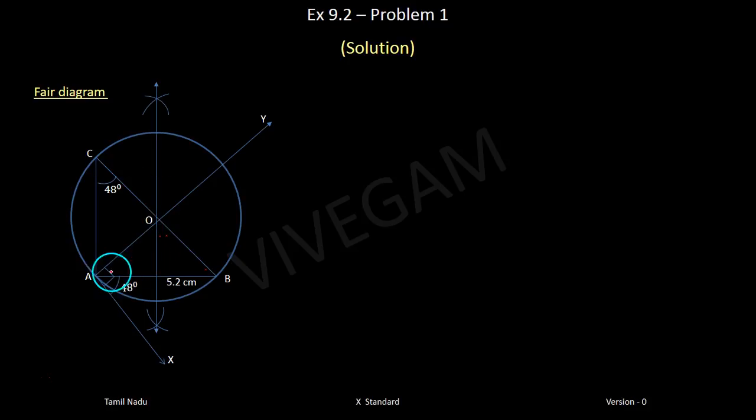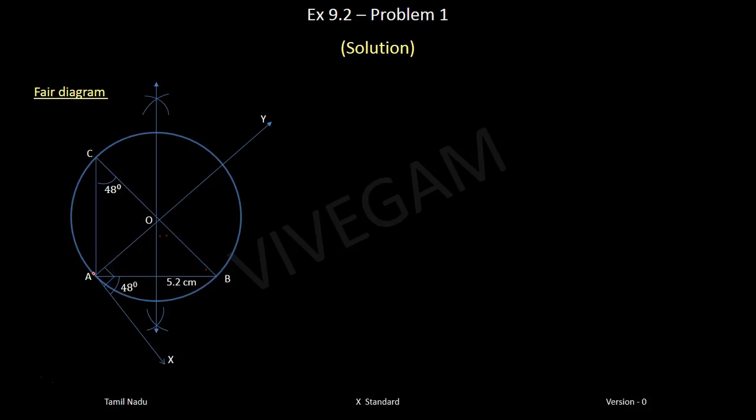Okay, so let me repeat. First draw a line AB of length 5.2 centimeters. Then draw a line AX at an angle of 48 degrees to AB. Thereafter, draw a line AY, which is perpendicular to AX. Then you have to find the midpoint of AB.